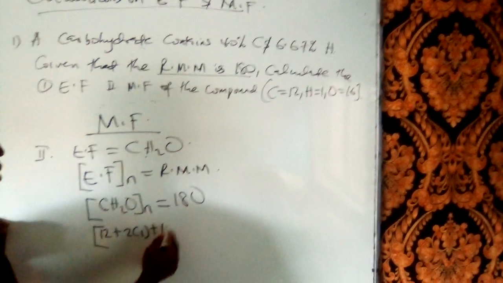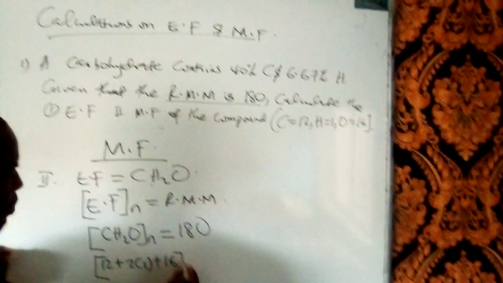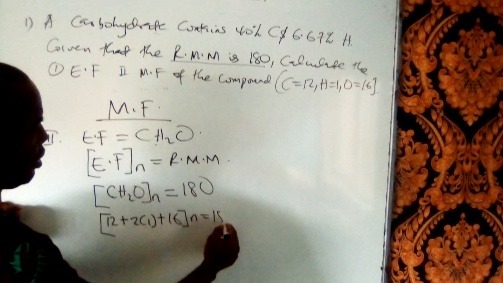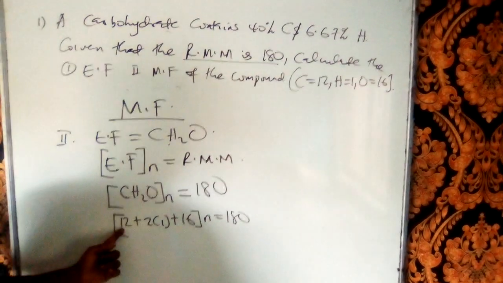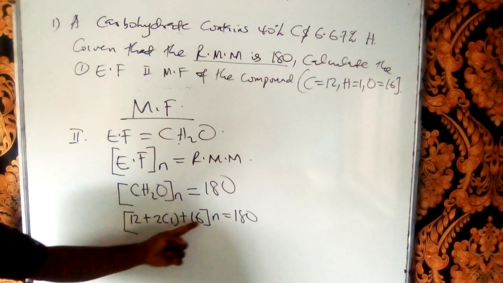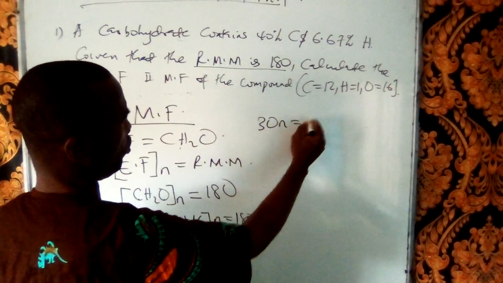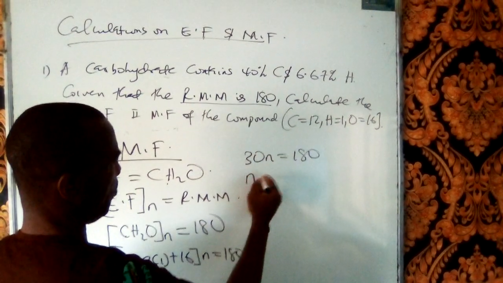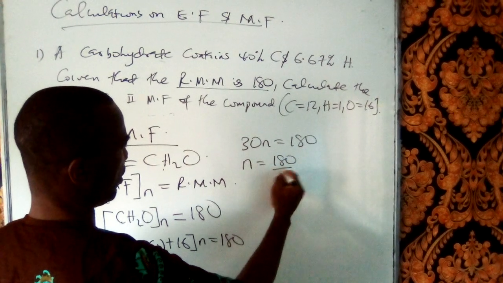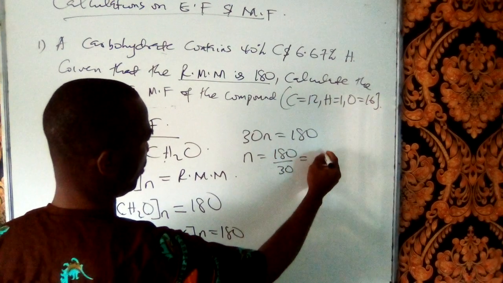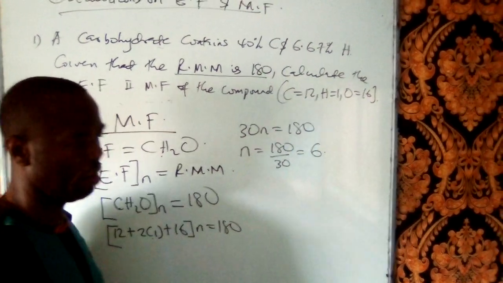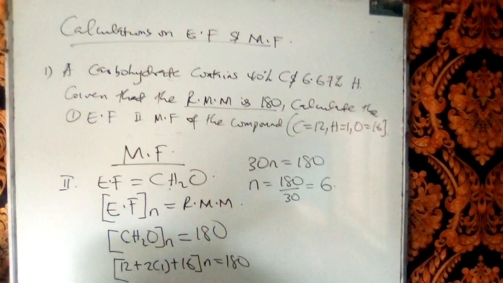While oxygen is 16 for 1 atom, then multiply by n equals 180. Solving this, 12 plus 2 is 14, plus 16 is 30, and I have 30n equal to 180. My n becomes 180 over 30. That will give you a definite whole number, 6, an integer. So your n is 6. That's the whole number you're looking for.